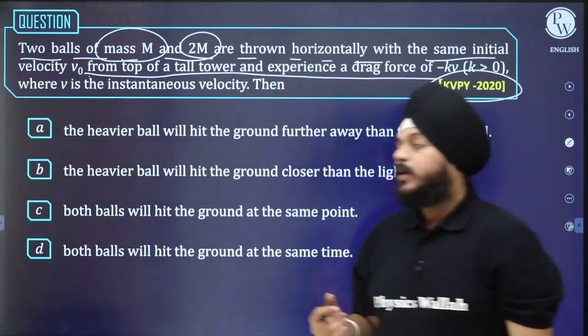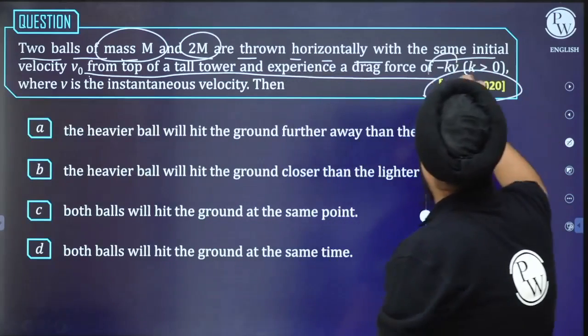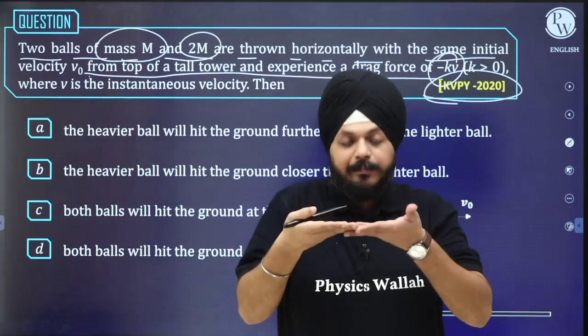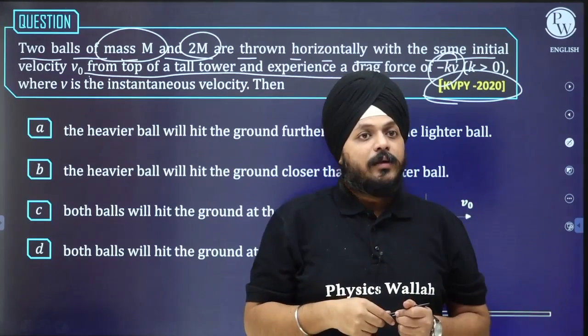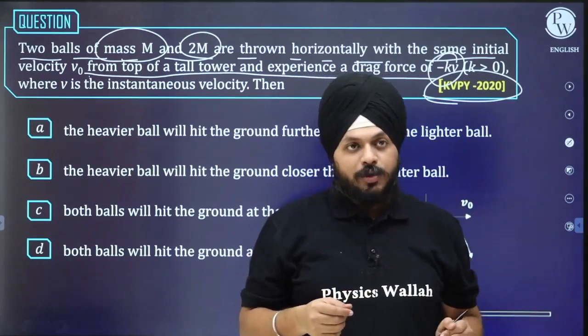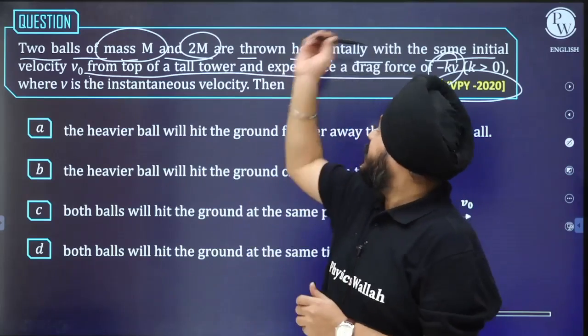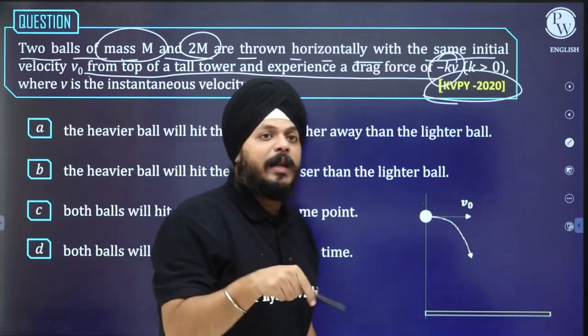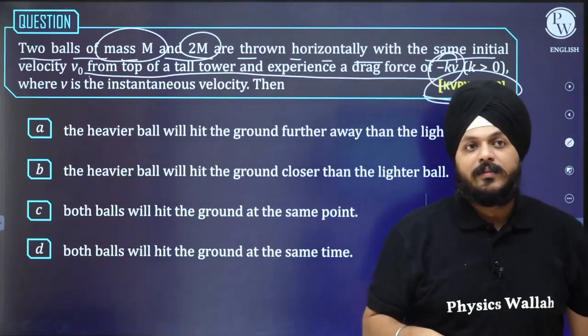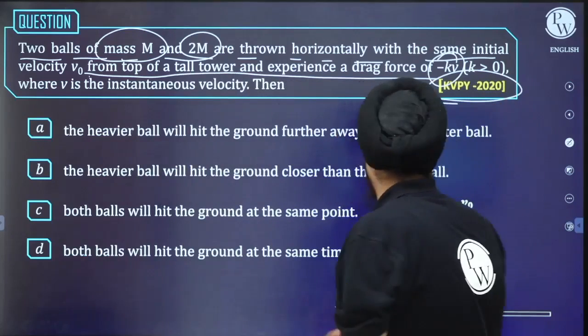So suppose from a height, m is thrown and 2m is thrown with the same horizontal velocity. The drag force is acting on both with the amount minus kv, where v is the instantaneous velocity of the particle. Now what will happen here? Let's give a minute to solve.